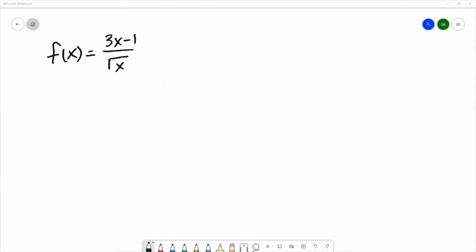In this question, we want to find the derivative of the function f of x equals 3x minus 1 over square root x. So to calculate the derivative in this example, I'm noticing that I have a fraction, and both the numerator and the denominator have the variable x in it. So I'm going to use the quotient rule to find the derivative here.